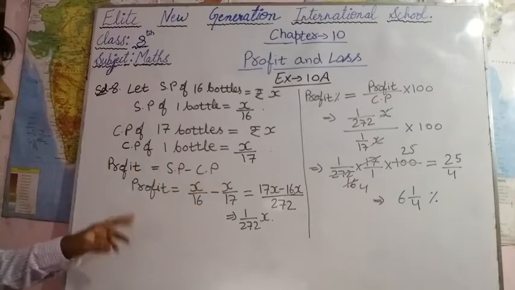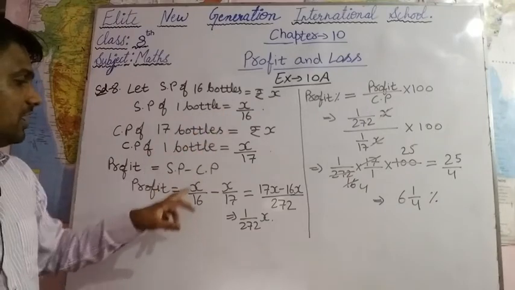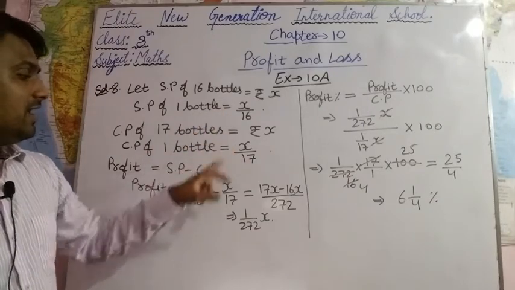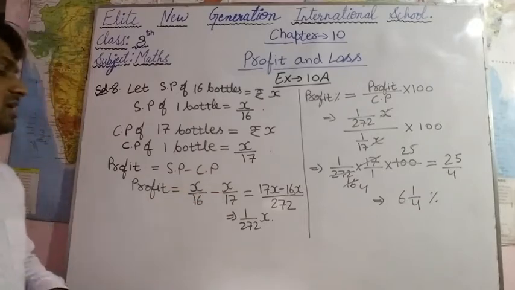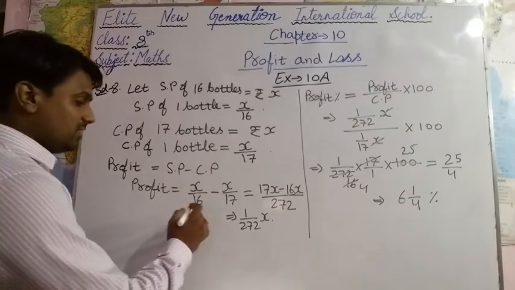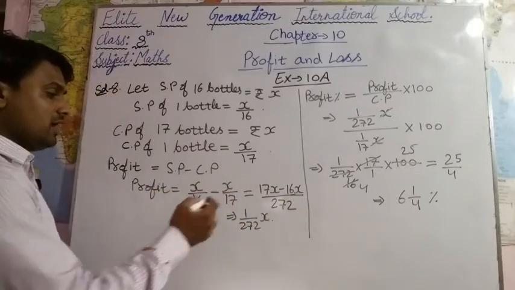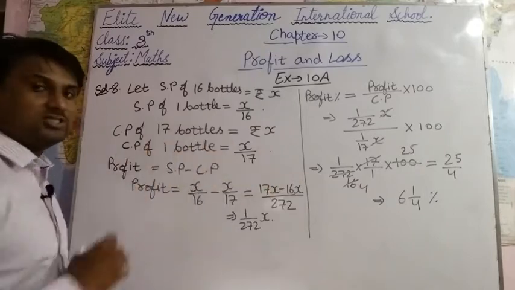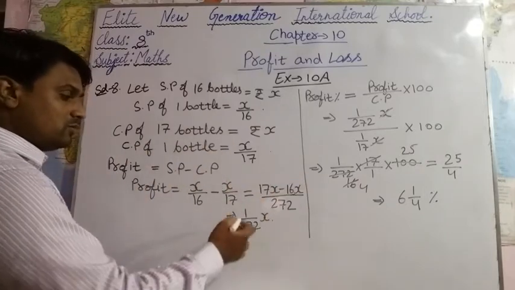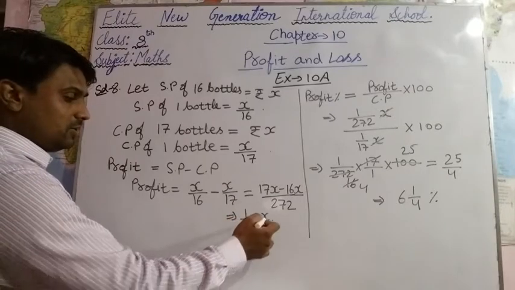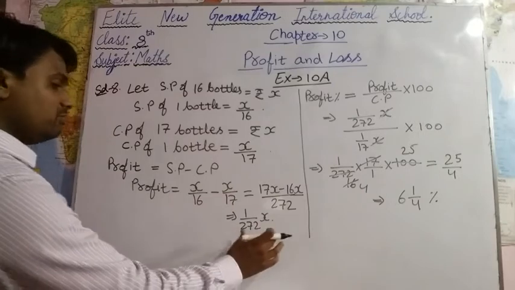So here profit equals, in place of SP we can take x upon 16 and in place of CP x upon 17. So x upon 16 minus x upon 17 will be equal to, by taking the LCM of 16 and 17, which is 272, 17x minus 16x. So 17x minus 16x will be 1. So 1 upon 272 into x, or we can say x upon 272. So this will be the profit.